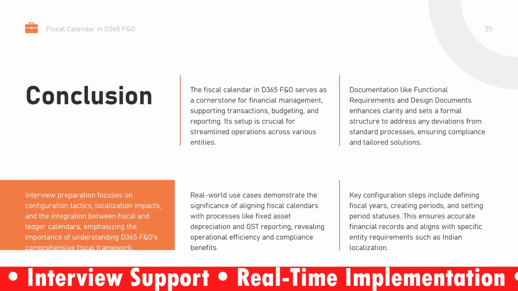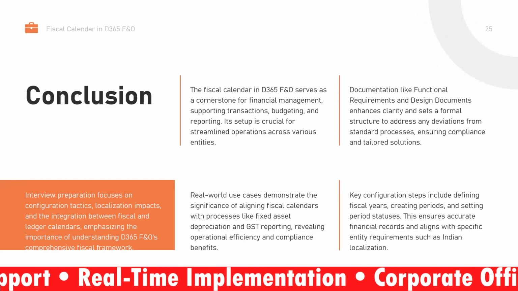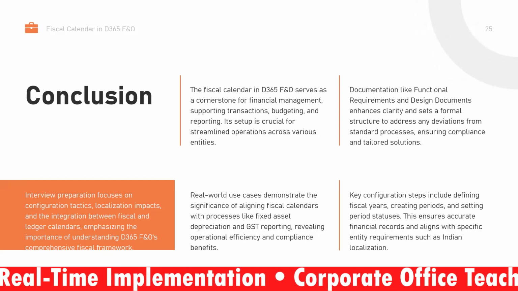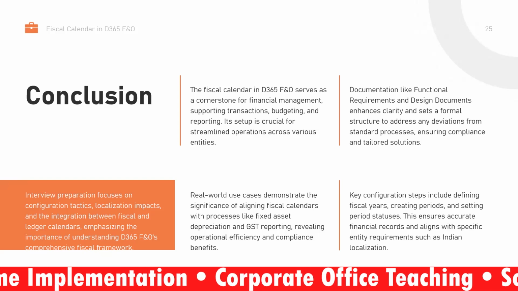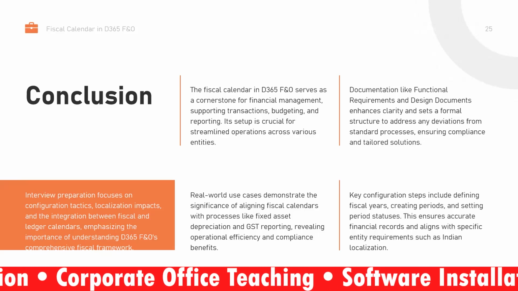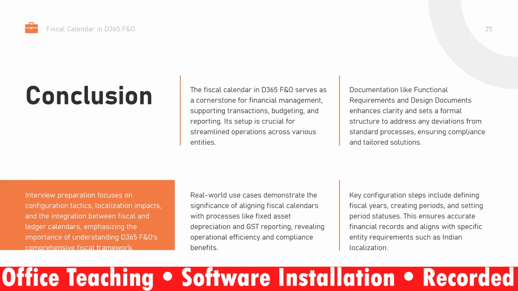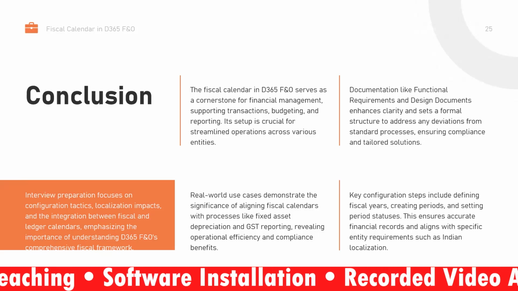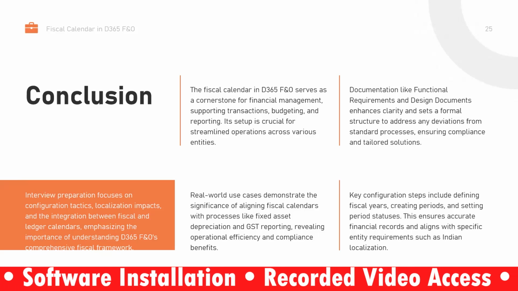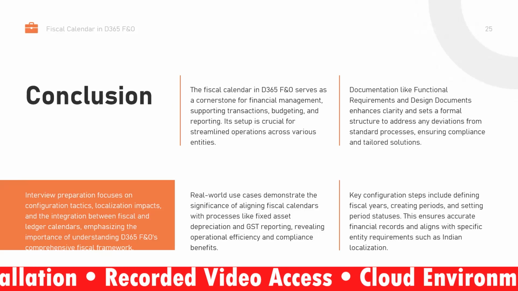When period status is open, you can post the transaction. When period status is on hold, you cannot post the transaction, but there is an exception for a group of users. When period status is permanently closed, you cannot post any kind of transaction, even if you have an exception group. When we should use all these three, we'll teach you in detail at the training level.